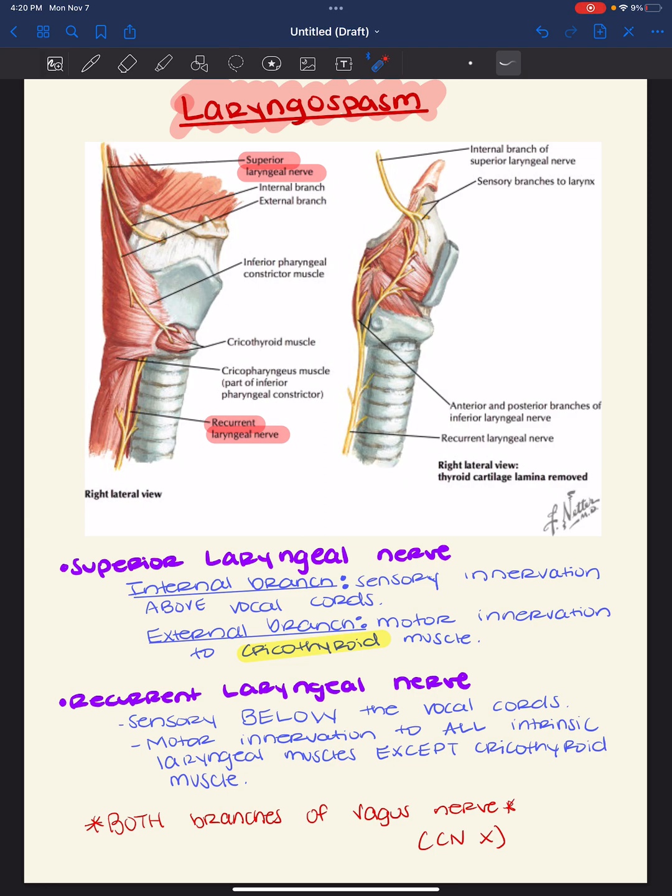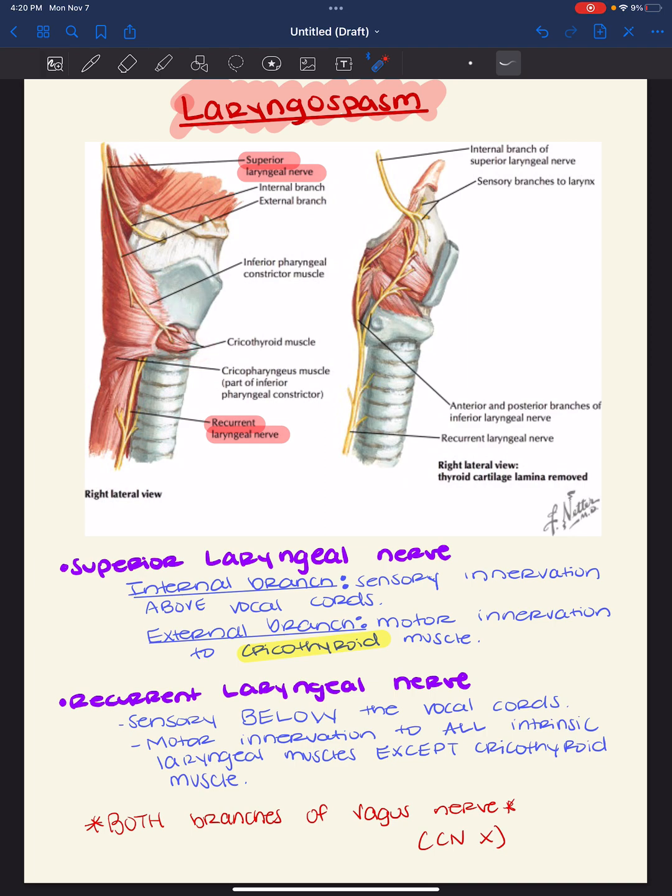So the internal branch of the superior laryngeal nerve is going to be in charge of sensory innervation above the vocal cords. And then the external branch of the superior laryngeal nerve is going to be in charge of motor innervation to the cricothyroid muscle, so this muscle over here.